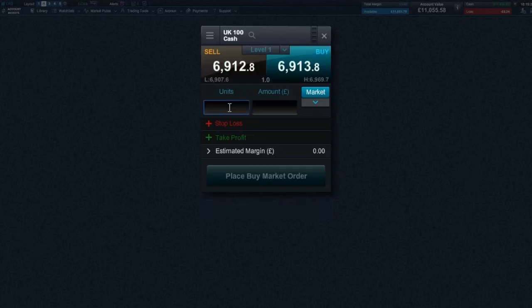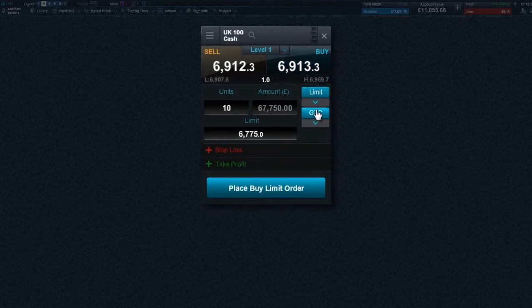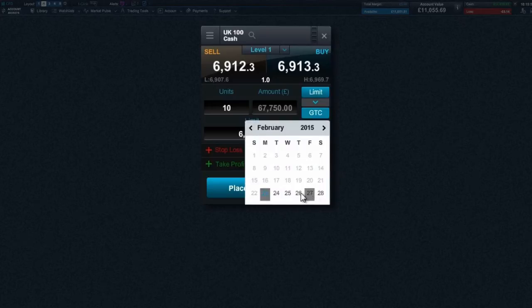First of all, you need to choose your position size. You can specify this in units or amount. Let's use units for this example, then hit return. The amount of money required for margin is displayed here. You can select either a market order, which executes a trade on the current market price, or choose a limit or stop entry order to execute a trade at a specific target price. Each limit or stop entry order is set to open-ended unless you specify an expiry date.